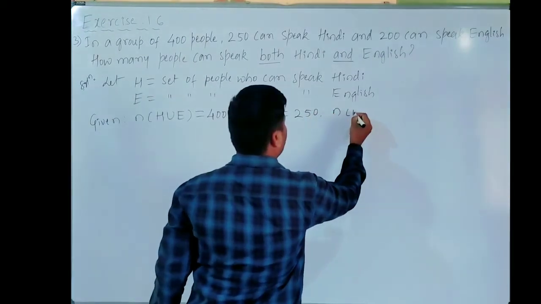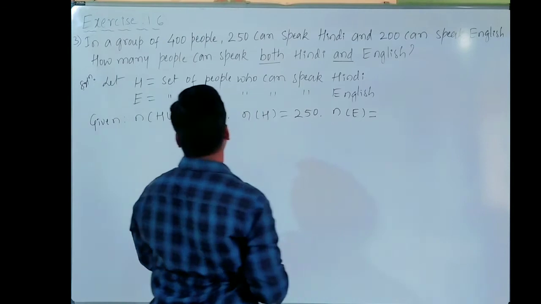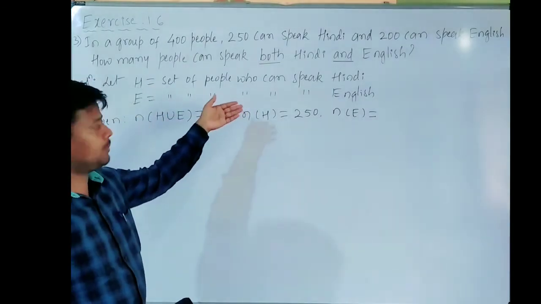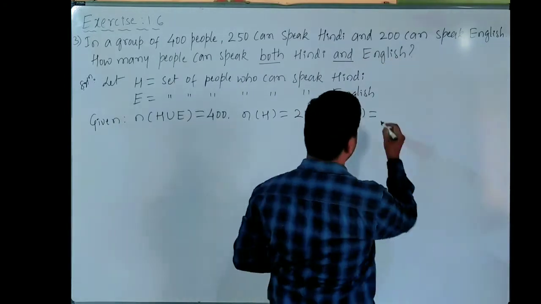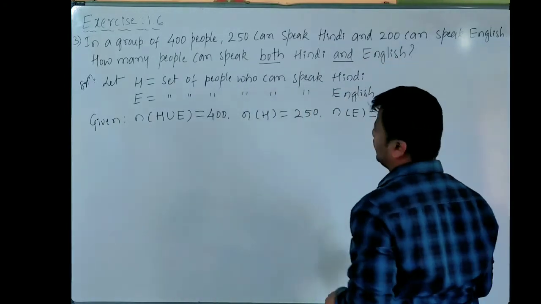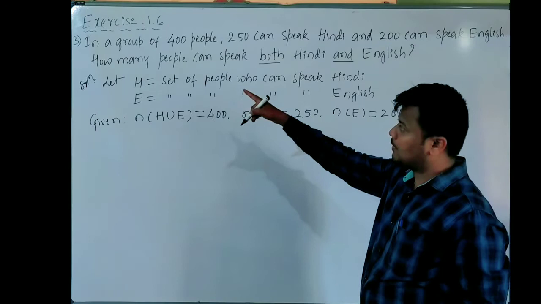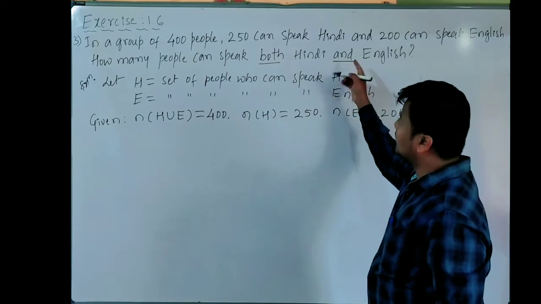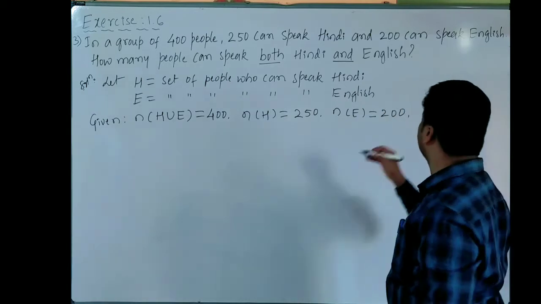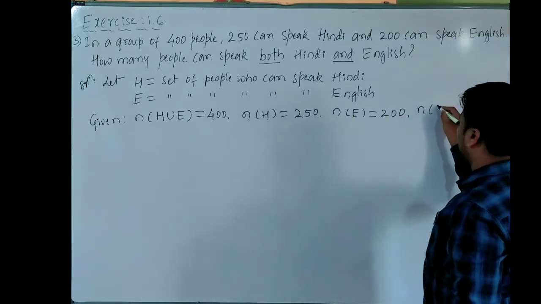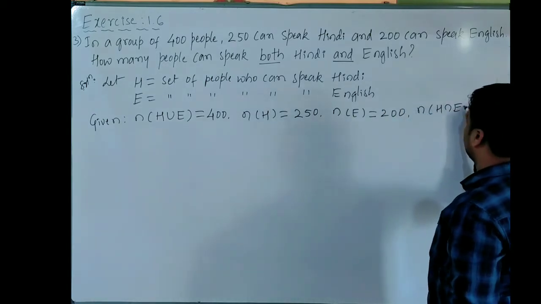The number of elements in set E means the number of people who speak English. How many? 200. So what do we have to find? How many people can speak both Hindi and English? Here "and" has come, so you have to use intersection. So you have to find n of H intersection E.